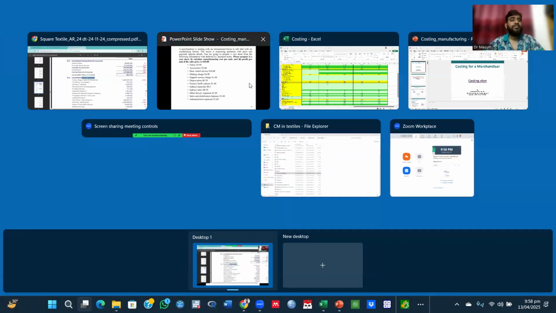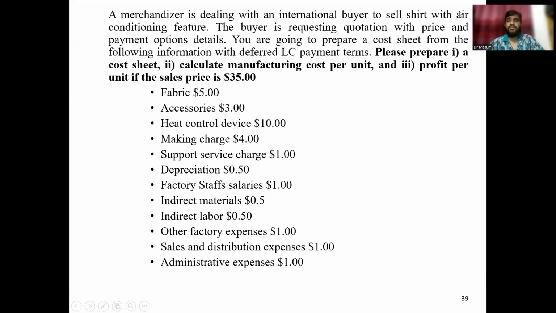All right. So any other issues? If there are no more issues, then we can move to another discussion. And maybe you can check this example. Can you calculate the manufacturing cost per unit? Can you prepare a cost sheet? Manufacturing cost per unit and profit per unit if the sales price is $35. Can you calculate? So now calculate, everybody. I'll ask you questions. That will be your participation in the class.